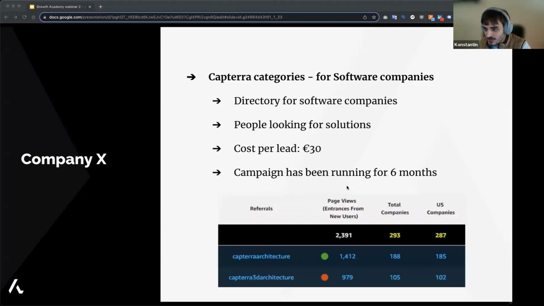The next example from this company is Capterra. In Capterra, you can target specific categories. Capterra is a directory for software companies. Software companies go there and get reviews, and they rank more and more, but people there are looking for solutions, and we managed to get a cost per lead here around 30 euros. This campaign has been running for 6 months, and 300 companies, most of them in the US, which is the target, was a pretty great success.